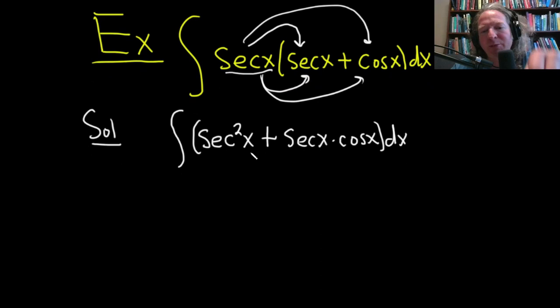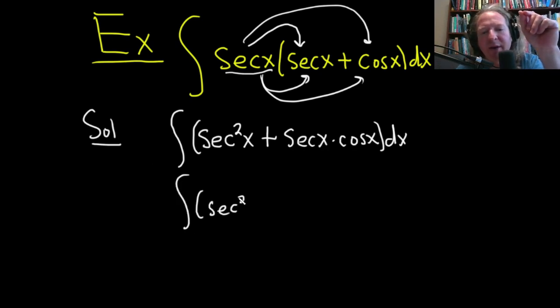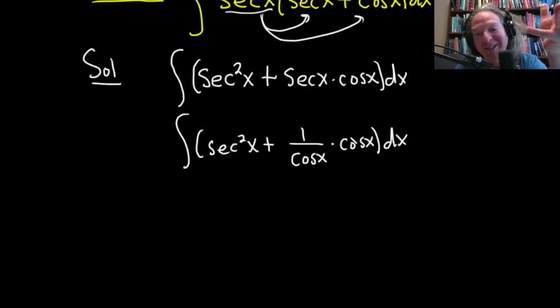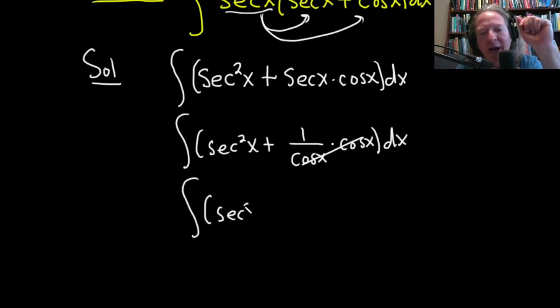So that's pretty simple. But this secant cosine, there's not really a nice formula here, except you might recall, this is the key here, this is secant squared x plus secant is really 1 over cosine. So this is 1 over cosine x times cosine x. So it works out really nice here, because they cancel. It's going to give you 1. So this is going to be the integral of secant squared x plus 1 dx. What a cool problem.